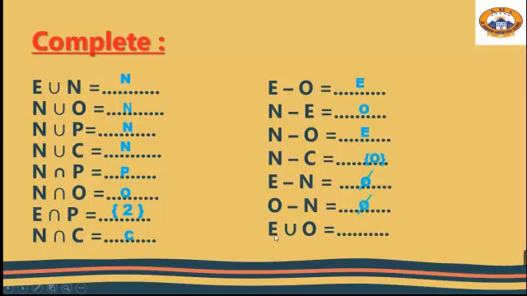And even numbers union the odd numbers. If I put the even numbers and the odd numbers together, what will I find? Both of them together will give me the natural numbers.